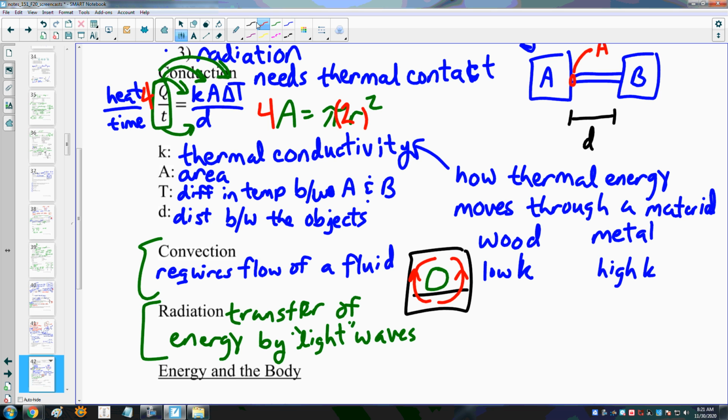So if I have, say, a fire, and then I have a person that's standing over here, there is no convection from the fire. Most of the heat that you feel comes to you in the form of radiation.